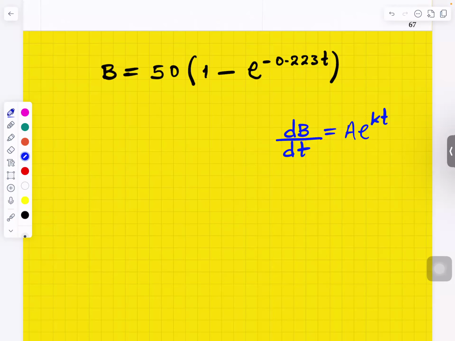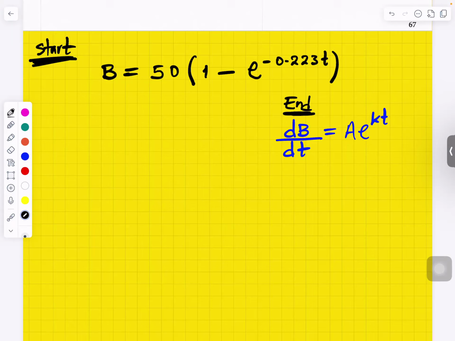Where do we start? We start with this one in black. And where do we want to end? We want to end with the one in blue. So the start, the one in black, I want to end with the one in blue. The one in blue has differentiation, dB over dt. So that means we differentiate the one in black.